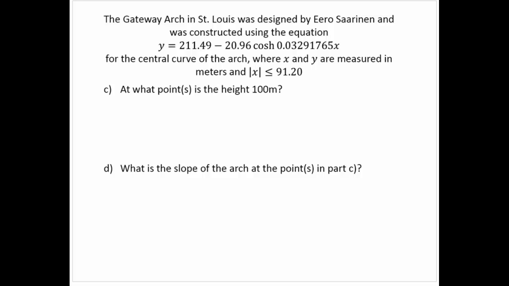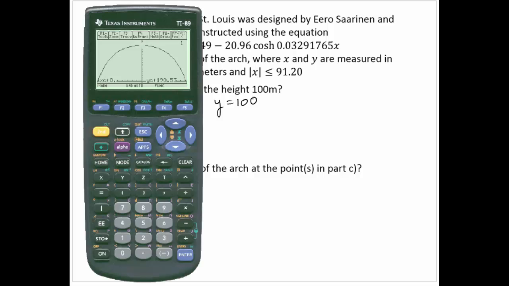At what point or points is the height 100 meters? So here I'd have to solve where y equals 100. Now this can be done using inverse hyperbolic functions, but we're not going to deal with that. Instead, I'm just going to look at it from a graphical point of view. On the calculator, I'm going to go back into my y equals screen, put in the second equation, y equals 100, and regraph.